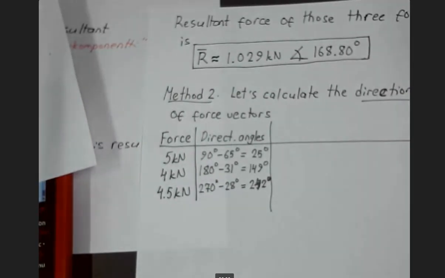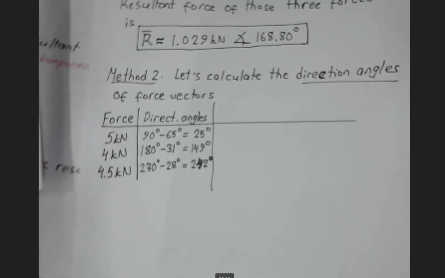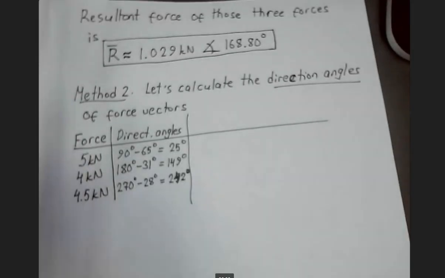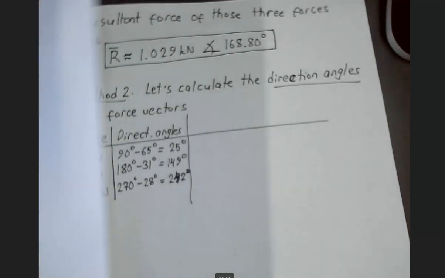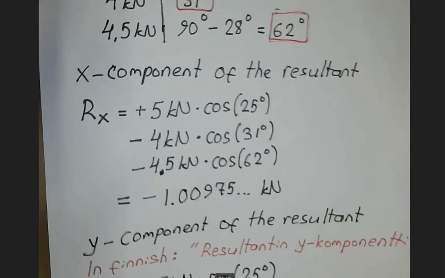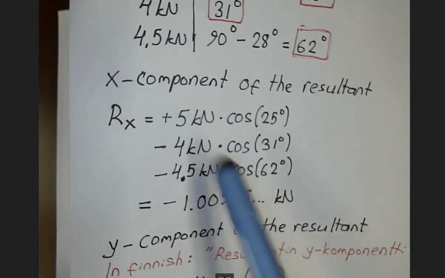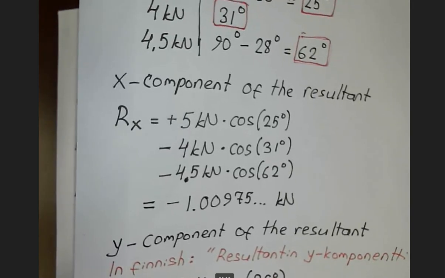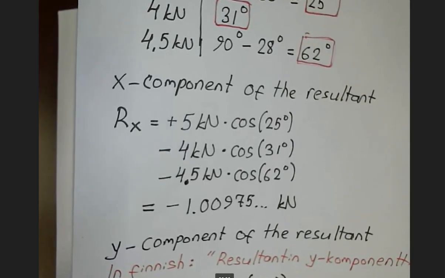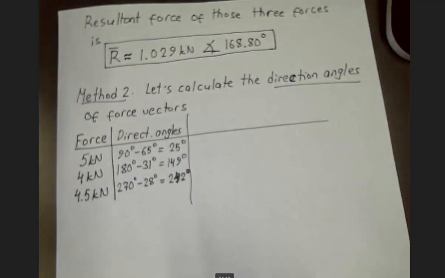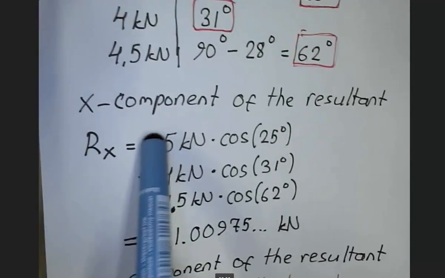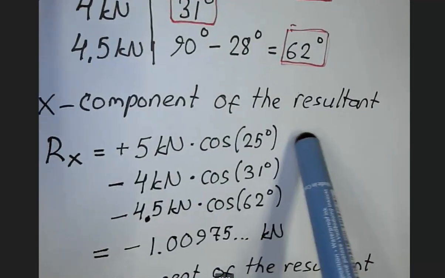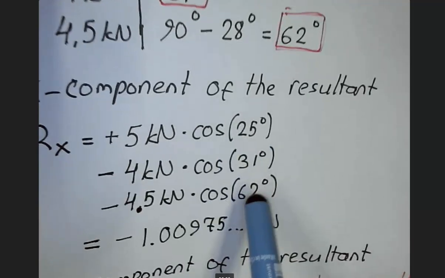And what use do we have with these angles? Now we can manage the problem in a much easier way than earlier, because earlier we had to think about those signs. Are those plus or are those minus? But when we are using these direction angles, we don't need to mind signs anymore. We only use this method, but use direction angles there.